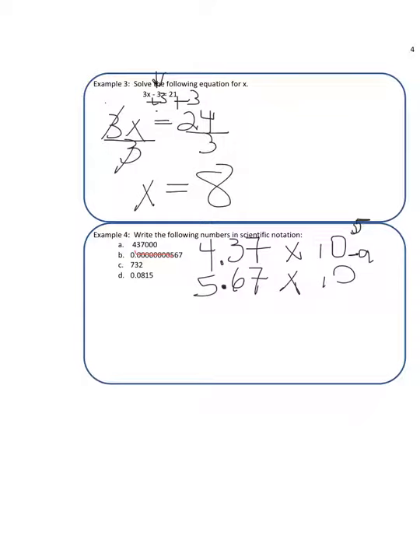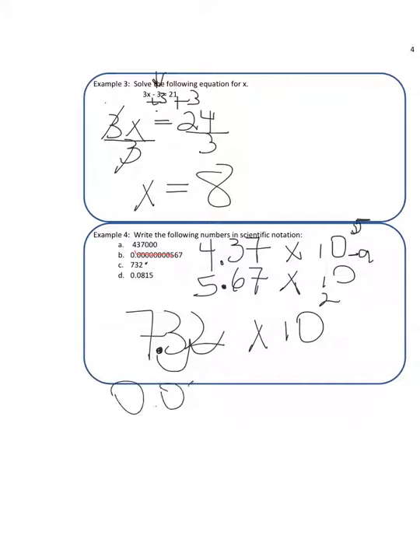Let's try another one, 732. Again, we're going to place the decimal point immediately after the first number that is not 0, times 10, and we are raising this to the power of the places that we moved it. Again, there is no decimal point written in this number, but it is implied that the decimal point is at the end, so we moved it 2 places. So this is 7.32 times 10 to the 2. Again, because this number is larger than 1, our exponent is positive.